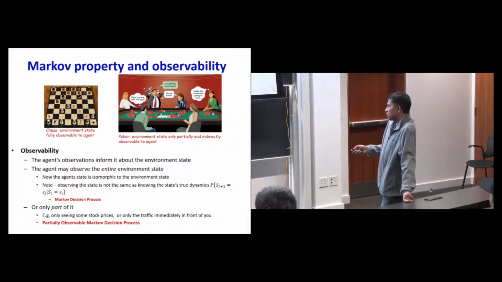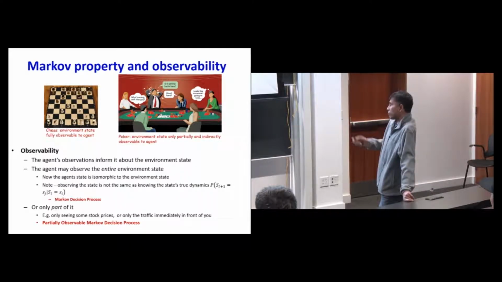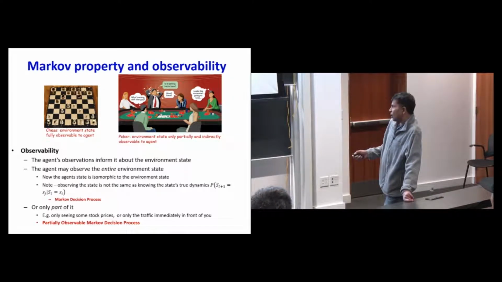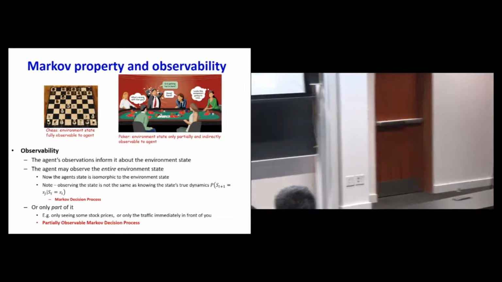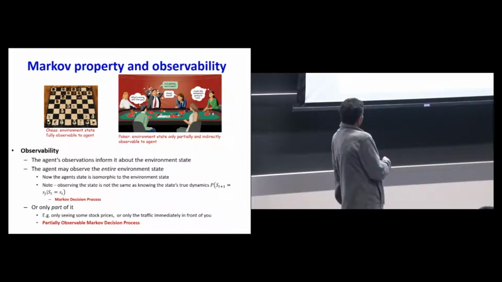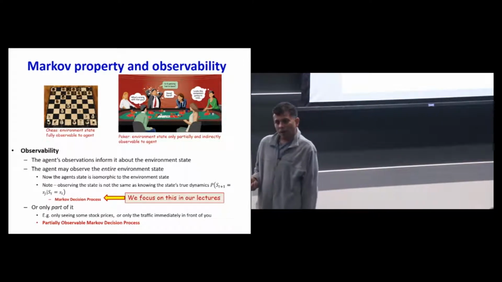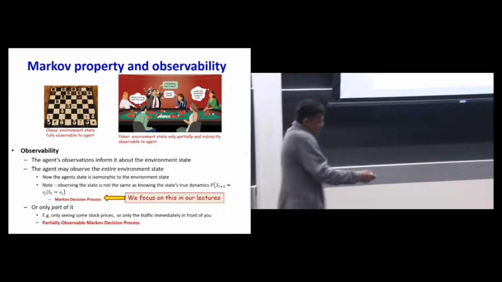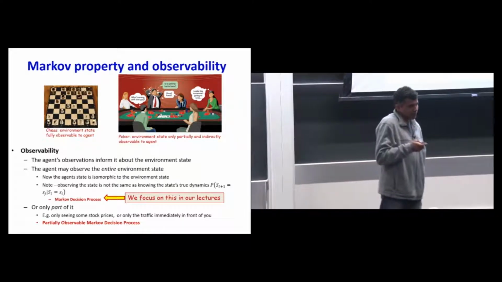Now, you can have a somewhat more realistic version of it. You can think of a poker game or real life or the stock market, where you only see some stock prices or you only see the traffic immediately in front of you. In this case, you don't even observe the environment state fully. So this means it's a partially observable process, and these are what we will call partially observable Markov decision processes. It turns out that if you learn all about Markov decision processes, you can transpose much of what you know to POMDPs. So we're going to focus on MDPs rather than POMDPs.